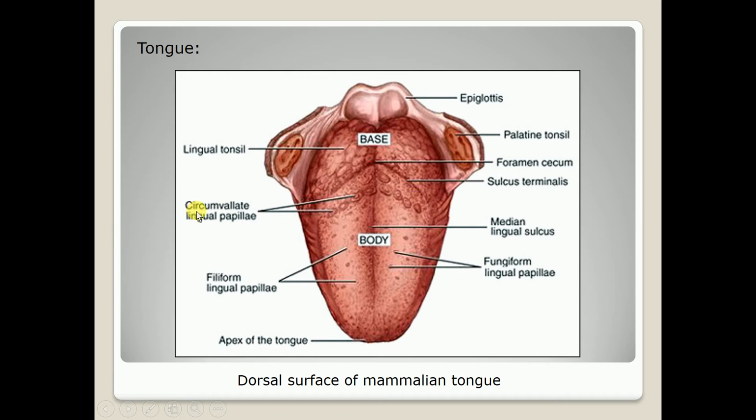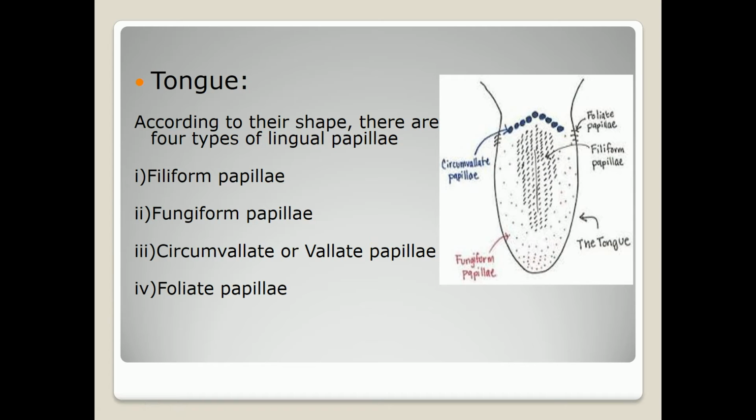Here there are three types: circumvallate, filiform and fungiform. But the fourth type is uncommon in human beings. Now this tongue is a muscular organ which forms a part of the floor of the oral cavity.